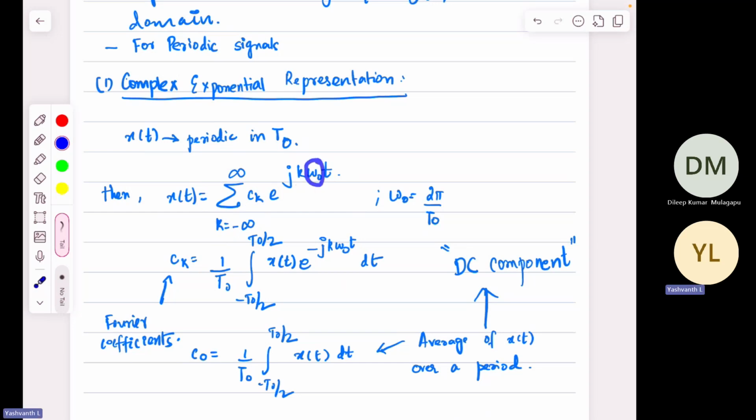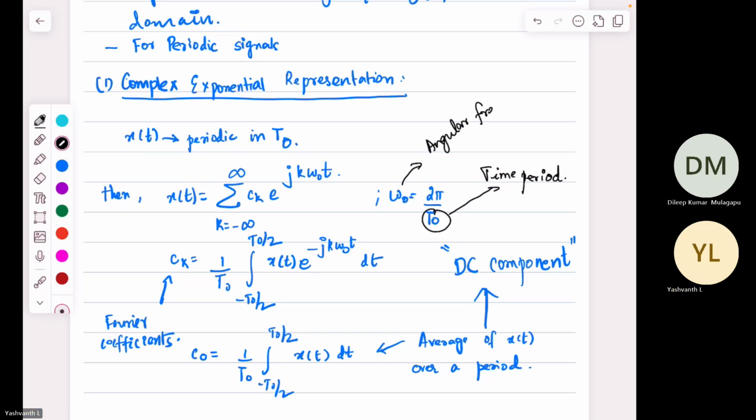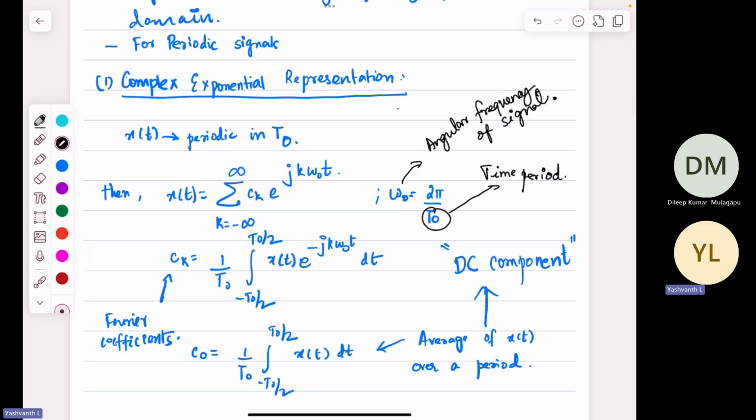Now, what is omega naught? Omega naught is called the angular frequency. It is given by 2 pi by t naught, where t naught is the time period. This 2 pi by t naught is also called the angular frequency of a signal. Okay, fine. So basically, this is what a complex exponential representation says.